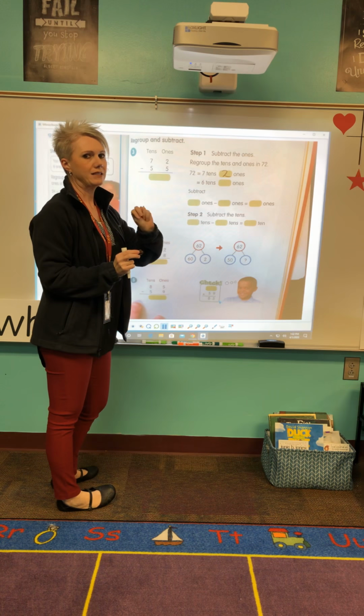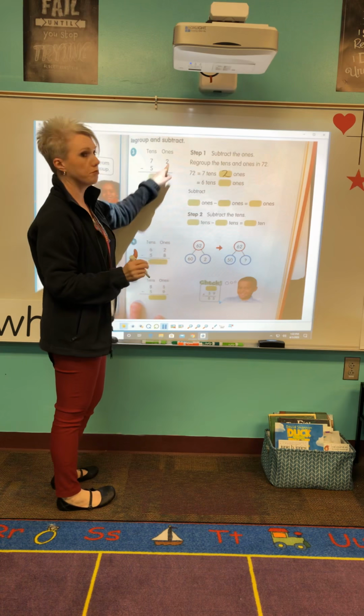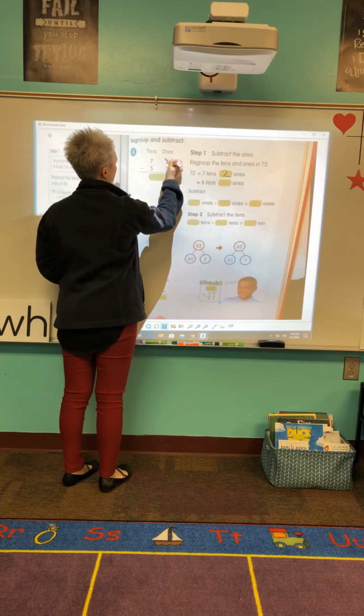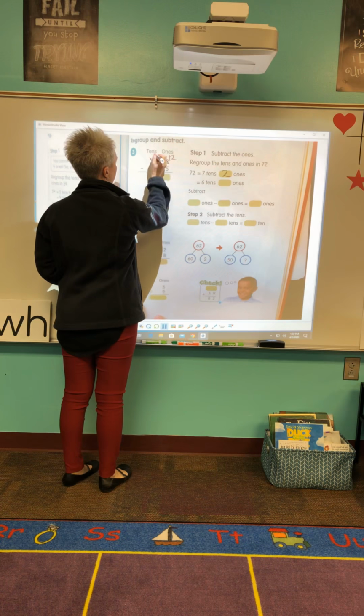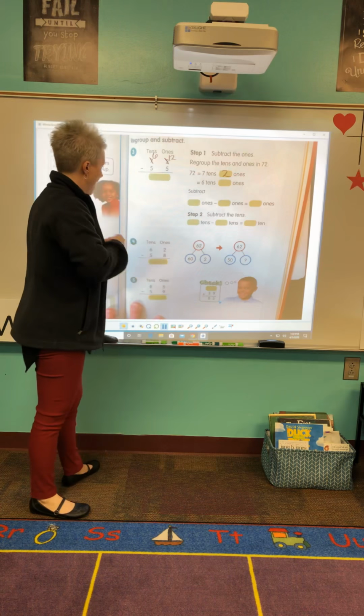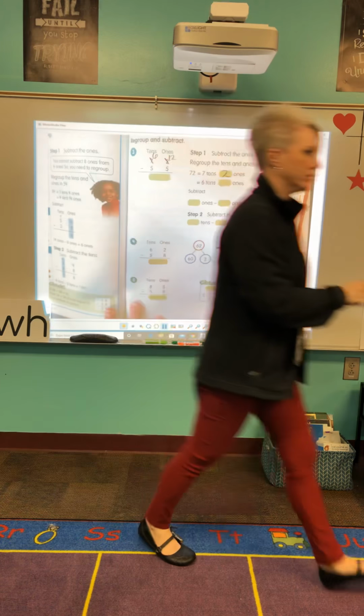2, I can't take 5 away. So I have to borrow. That 2 becomes 12. That 7 becomes a 6. I don't know if this marker's dark enough, so I'm going to switch out.